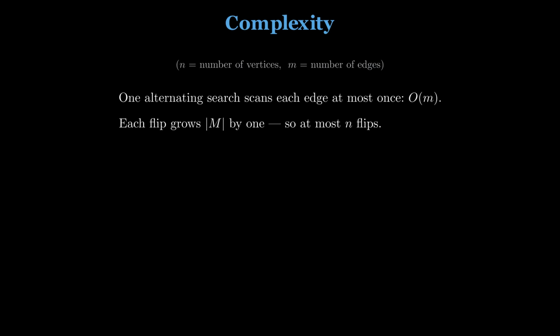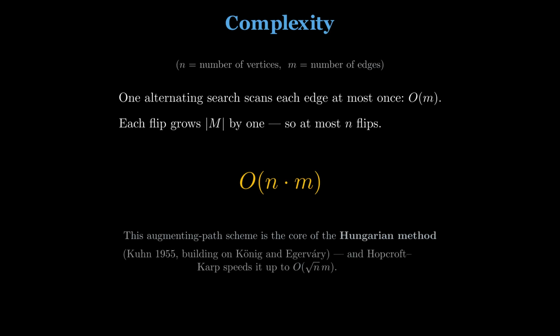How much work was that? Write n for the number of vertices and m for the number of edges. One alternating search scans each edge at most once, and every flip enlarges the matching, so there are at most n flips. Altogether, order n times m. This augmenting path scheme goes back to König, Egerváry, and Kuhn, and Hopcroft and Karp later sped it up to root n times m.